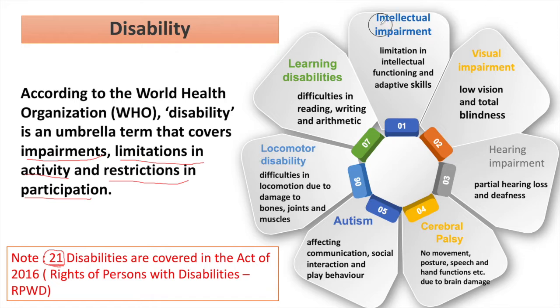Intellectual impairment. The brain does not develop properly. The person lacks skills necessary for day-to-day living like talking to others, taking care of oneself, etc. A person is considered intellectually disabled if he or she has an IQ of less than 70. Visual impairment. It includes both partial and total blindness. Hearing impairment, partial hearing loss or deafness.